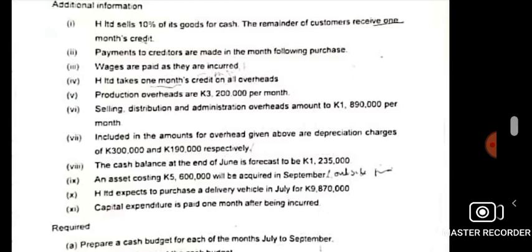There are times when they would say something on adjustment number something, and then you find on the next one they say something else about that same thing. So just make sure you read everything before you actually work on it. The next one is that H Limited expects to purchase a delivery vehicle in July for 9,870,000. Capital expenditure is paid 1 month after being incurred. Have you heard this detail? Capital expenditure, what are they referring to? Capital expenditure is buying assets, those same fixed assets that you're buying, motor vehicles, delivery vehicles. Those are the capital expenditures they refer to.